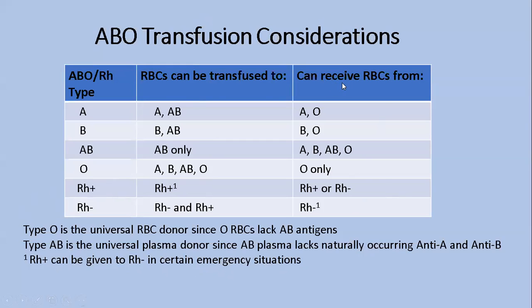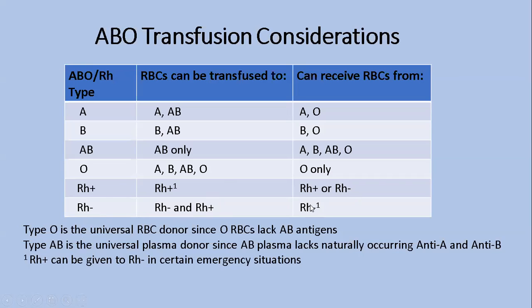When a person is Rh positive, they could get either Rh positive or Rh negative red cells. Rh negative cells aren't going to harm anybody because they're lacking the big D antigen. So Rh negative can be given to both Rh positive and Rh negative, which is my next thing here.